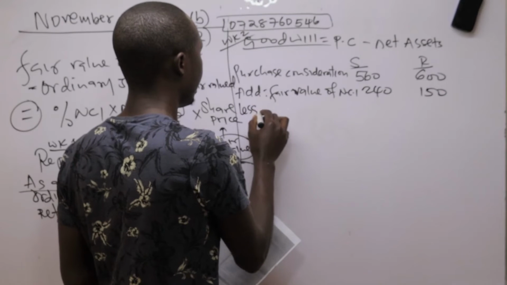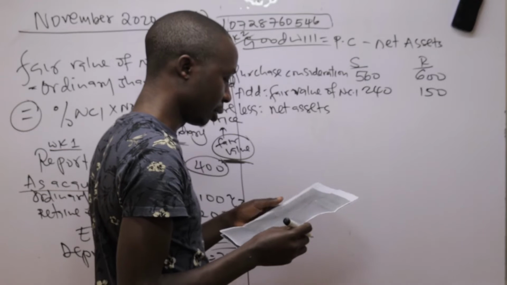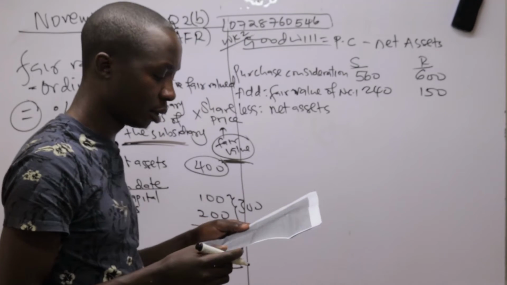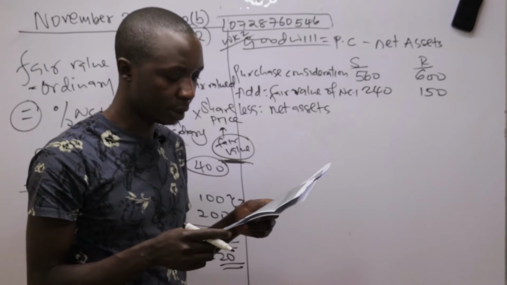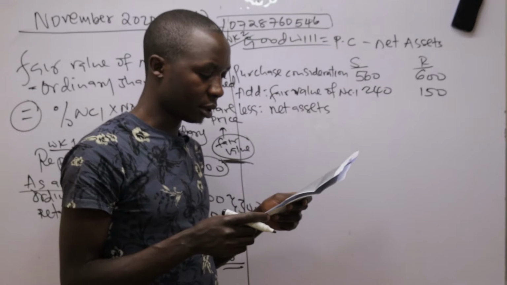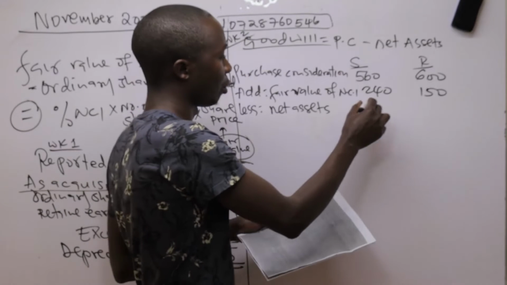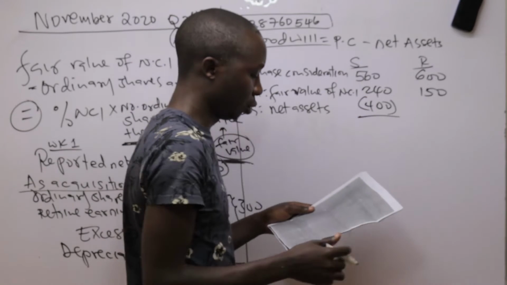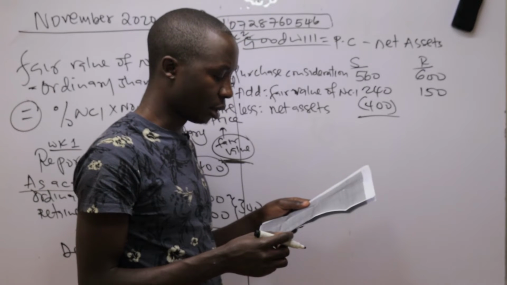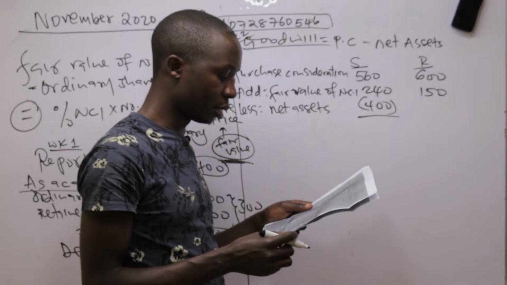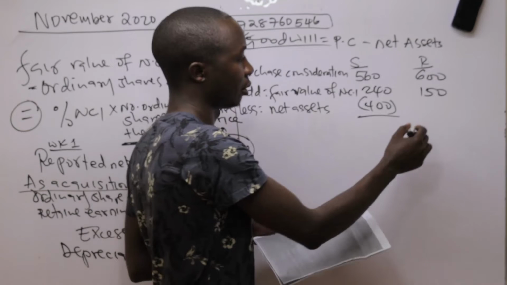Then what I will do, I will deduct net assets. So the net assets given at acquisition, remember we do goodwill as at the time of acquisition of these subsidiaries. As at the time of acquisition, they said, note 1, the fair value of identifiable net assets of S was 400. And in note 2, the identifiable net assets of R had a fair value of 550.